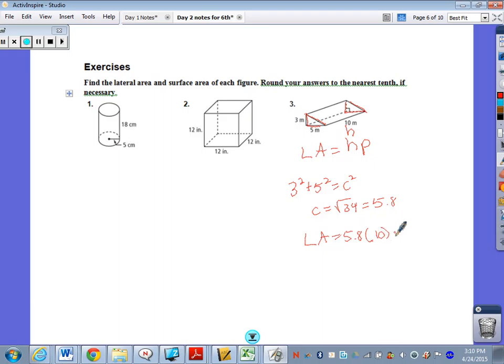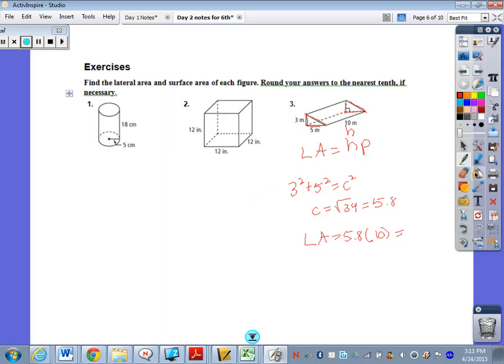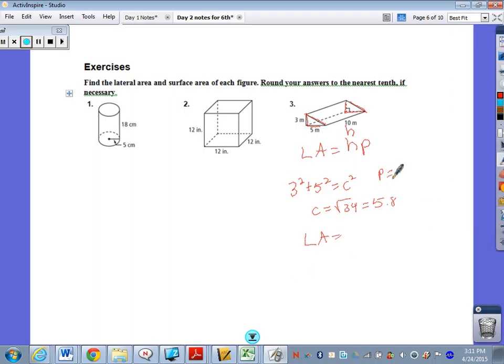Technically the other way, but it doesn't matter. And that gives me, oh, sorry, not 5.8. We've got to find the perimeter. So hold on, go back a second. To get the perimeter, I'm going to add the three sides of one of the bases. So I'm going to add 3, 5, and 5.8. If I add that, I get 13.8.